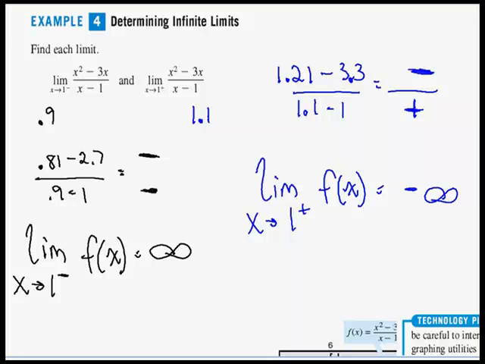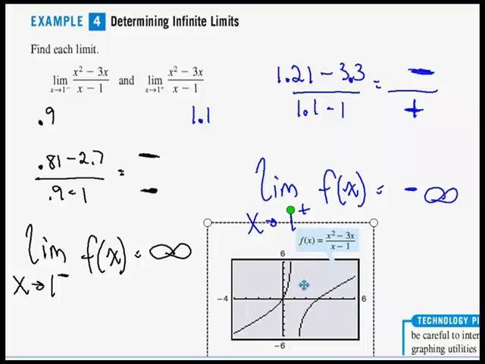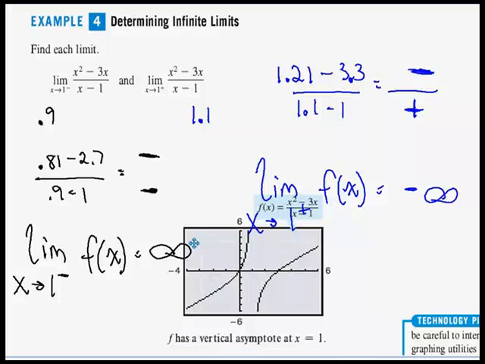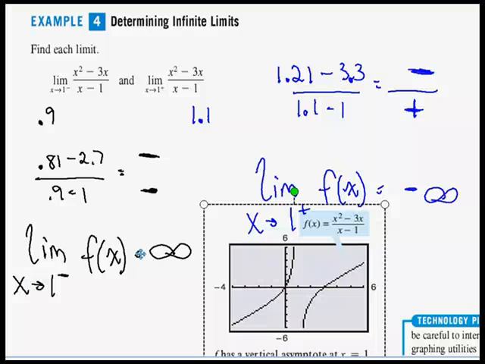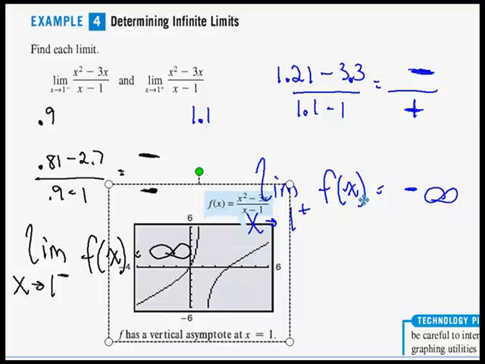And let's see here graphically what that would look like. So here is 1. That is our asymptote, where we would be dividing by 0. Non-zero numerator, 0 denominator means we're going to have a vertical asymptote. As we approached from the left side, we went up to positive infinity. As we approached from the right side, we're heading down to negative infinity.